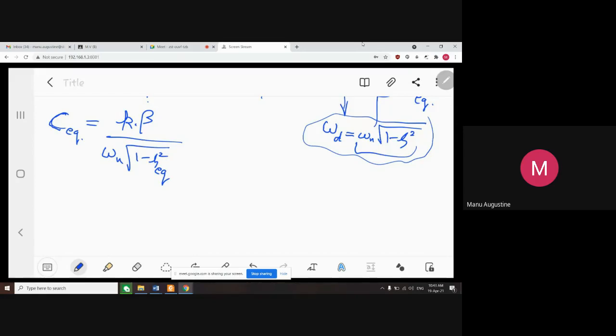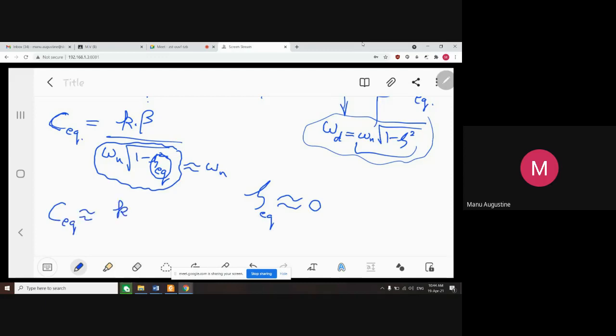So anyway, the concept is that this ζ equivalent is very near to zero. Why? क्योंकि आपका बहुत minute energy loss है, and in that case, this expression would be approximately equal to ω_n, क्योंकि जब ζ equivalent का स्क्वायर जीरो के करीब आ जाएगा, so 1 minus 0 is 1, under root of 1 is 1, so this becomes approximately equal to ω_n. So your equivalent damping constant can be approximately treated as k into β upon ω_n.